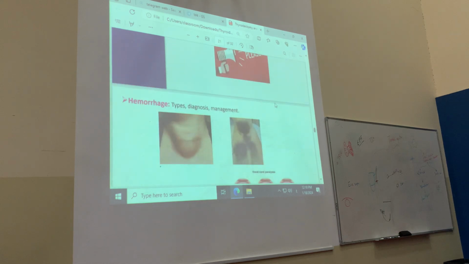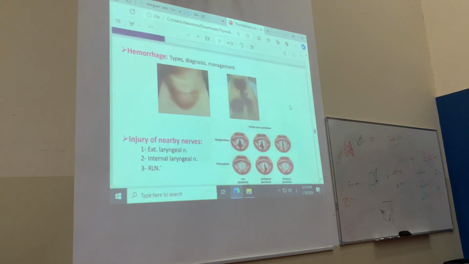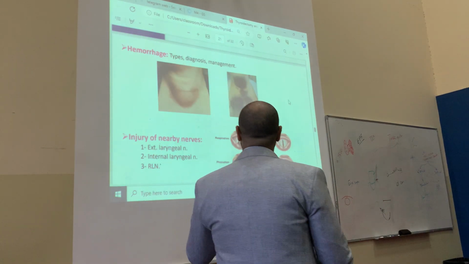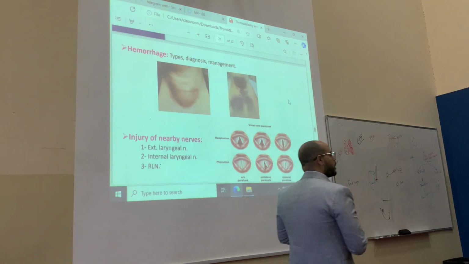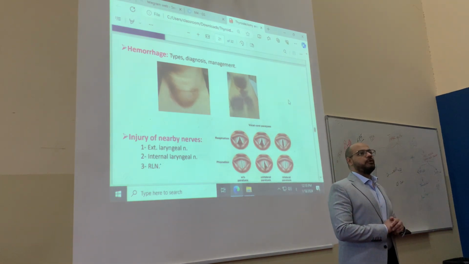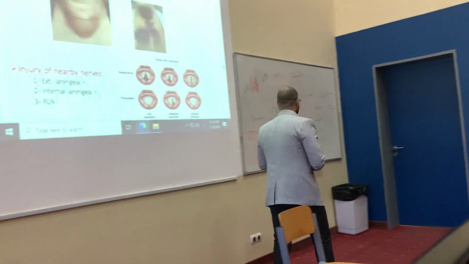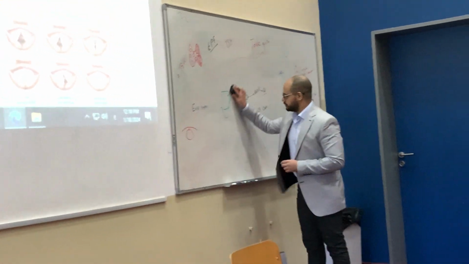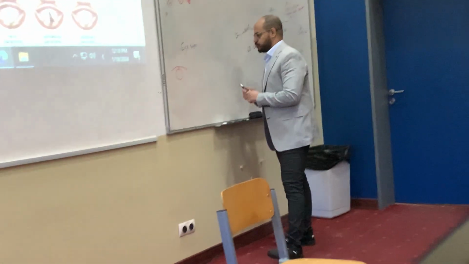Looking now at the complications. We have different complications that could occur during or after thyroidectomy. One of the major complications, which is a general complication of any surgery, is hemorrhage. We have different types of operative hemorrhage: primary hemorrhage, reactionary hemorrhage, and secondary hemorrhage.